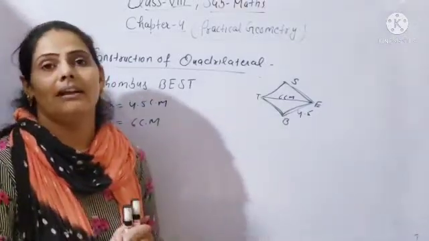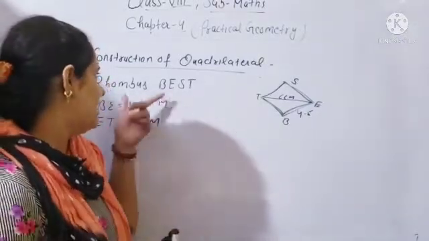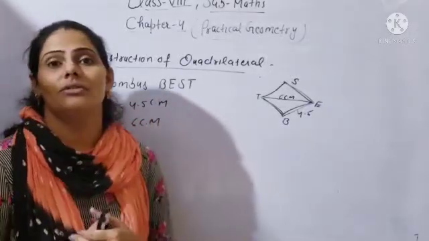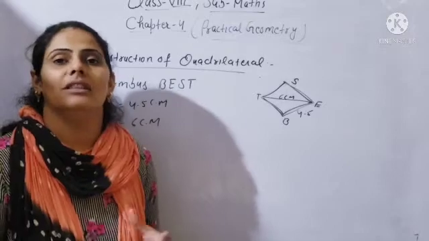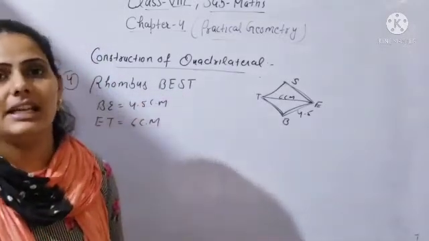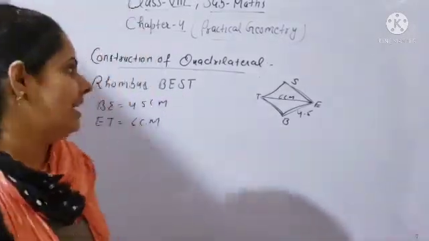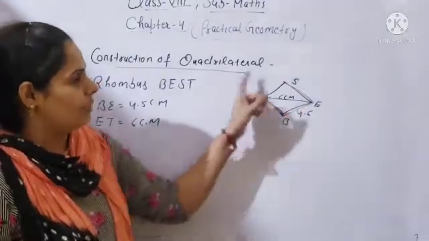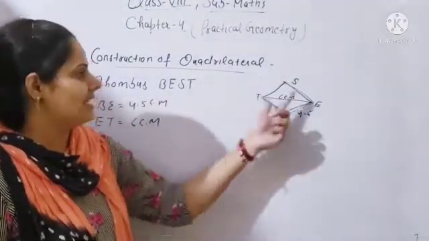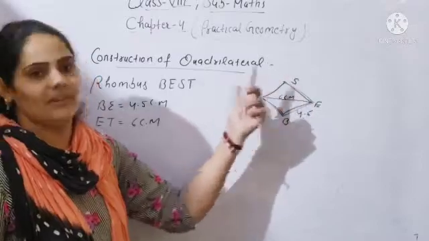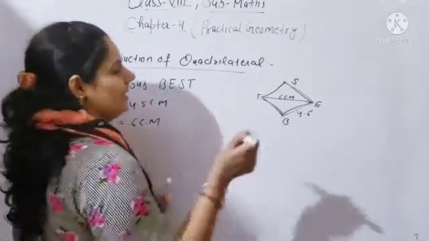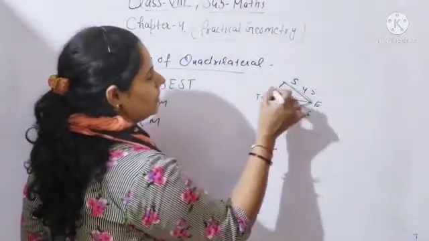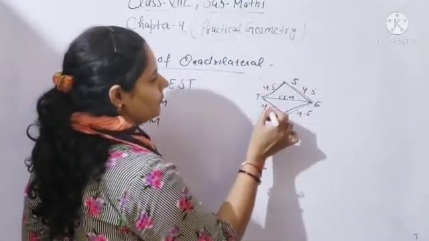So first you will check what you have to draw. You have to draw here a rhombus, and what is the definition of rhombus? The length of all the sides will be equal, like square. This one side is equal to this one, equal to this one, and this one will be equal to this one. If one length is given 4.5, so all will be 4.5. So this one will be also 4.5, 4.5, and 4.5.